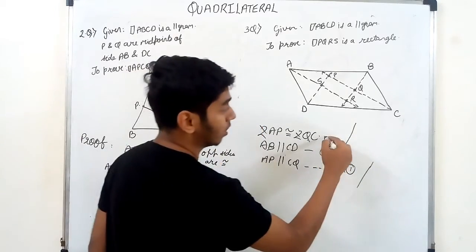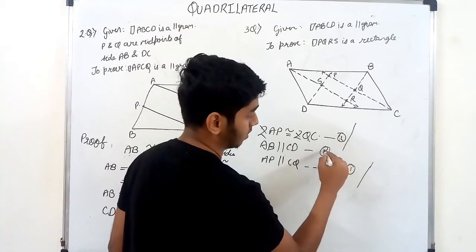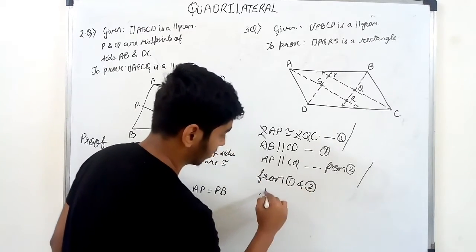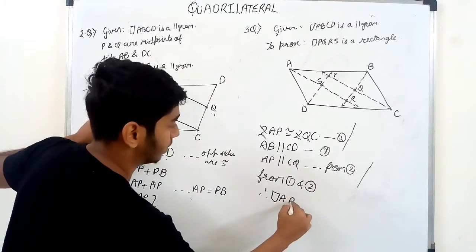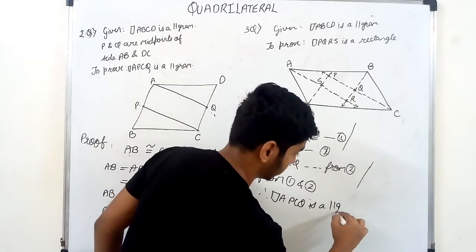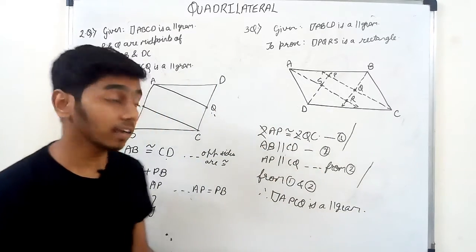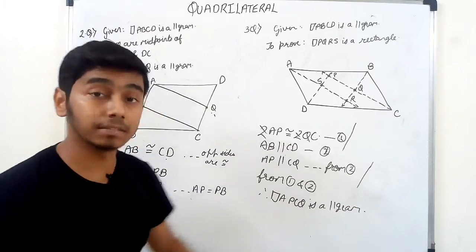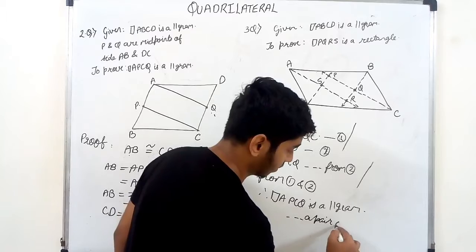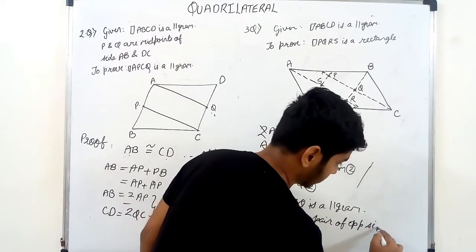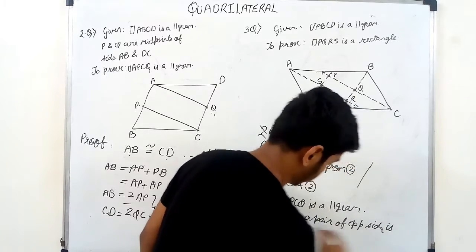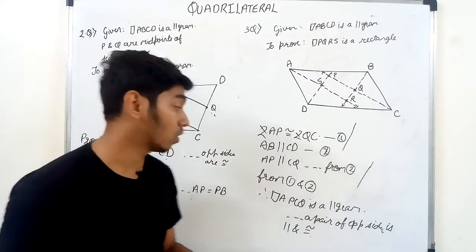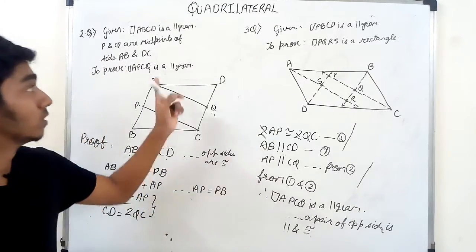Correct? Now, let's say this is equation 1, let's say this is 2 and this will be from 2. So, from 1 and 2, we can say quadrilateral APCQ is a parallelogram. Why? Because one pair of opposite sides is congruent as well as parallel. So you can write that reason: a pair of opposite sides is parallel and congruent. Okay, so this is how we prove that a quadrilateral is a parallelogram. Okay, so this is it, this question.